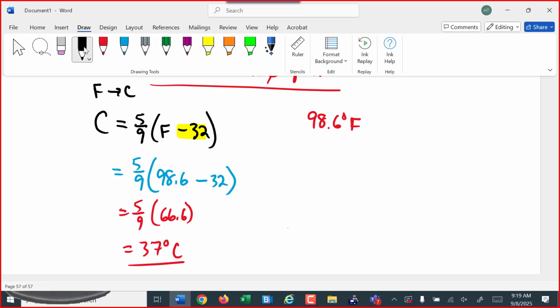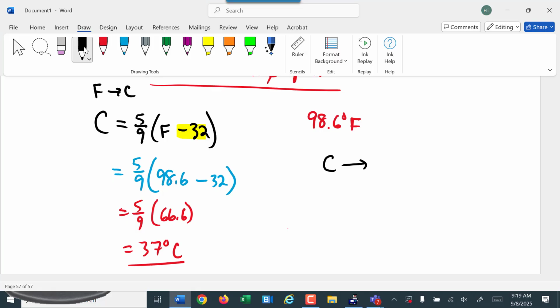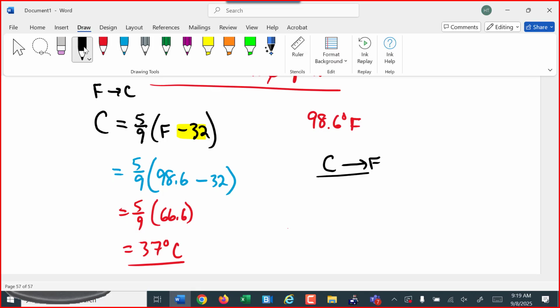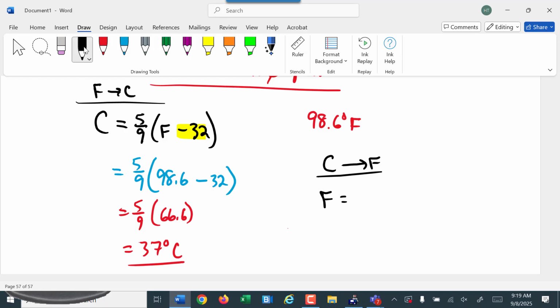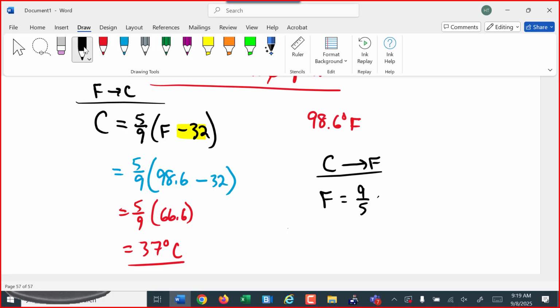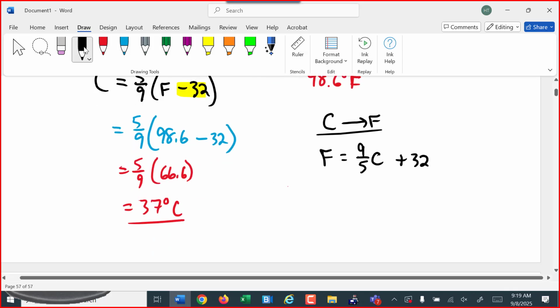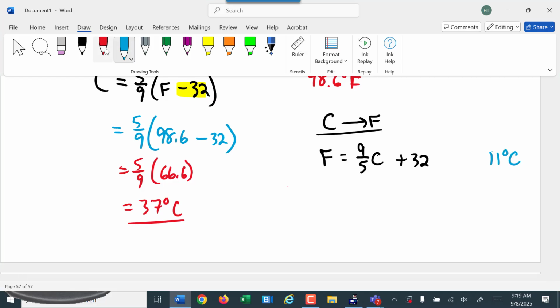If I want to go the other way from Celsius to Fahrenheit, we just reverse that formula. Our Fahrenheit temperature is equal to our Celsius temperature times 9/5, or 9/5 times the Celsius temperature. Then we add 32 to the end of that. So let's say that on the way into school today, you heard the weather announcer say that it's going to be 11 degrees Celsius today. What does that mean?